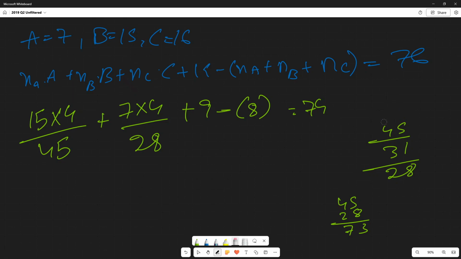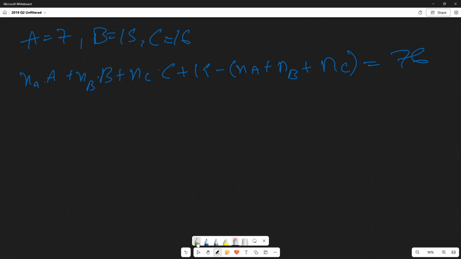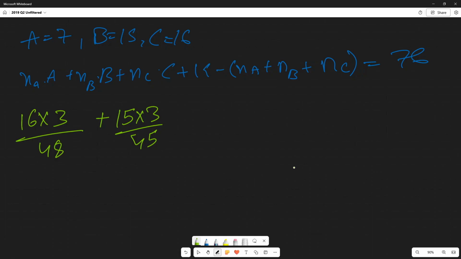What if we take 16 into 3 is 48 plus 15 into 3 is 45. 48 plus 45 is 93. 93 is bigger, but still we are getting this as less than k, right? So that's not feasible.